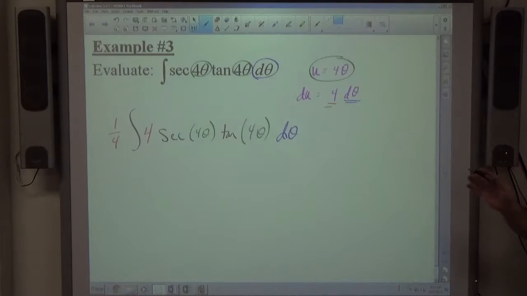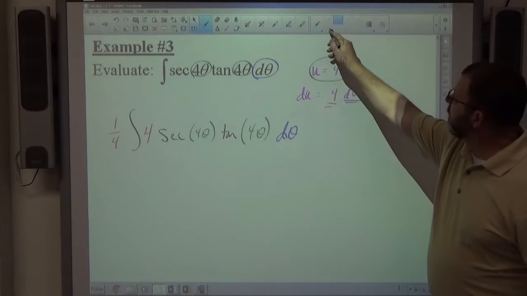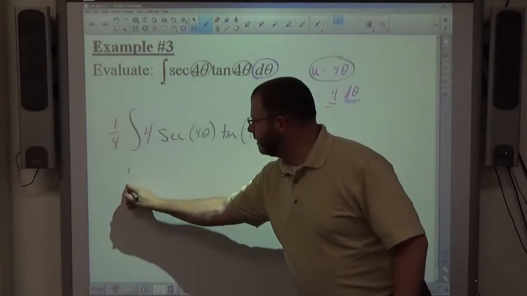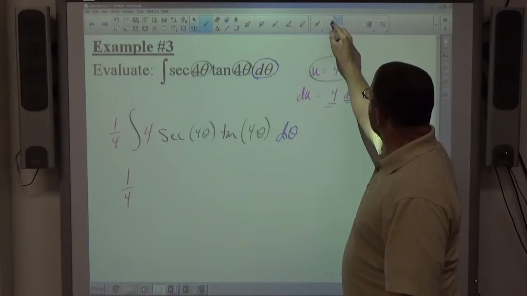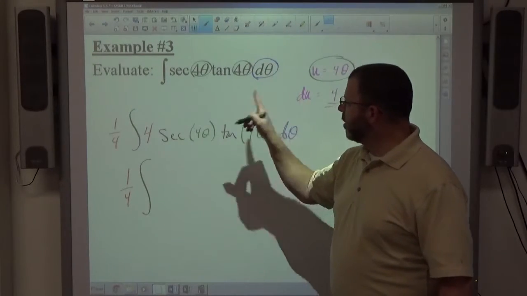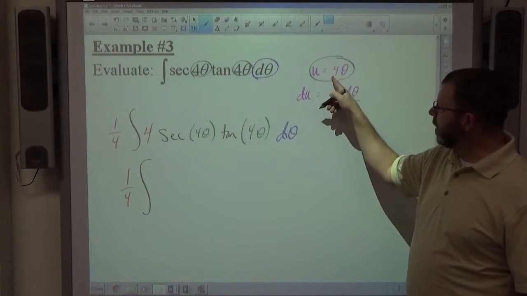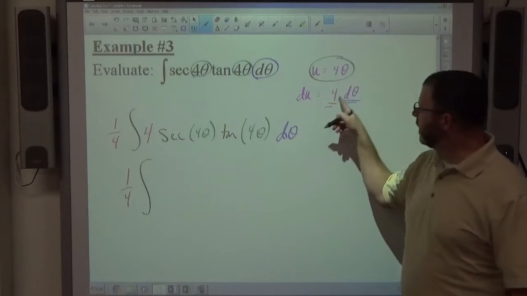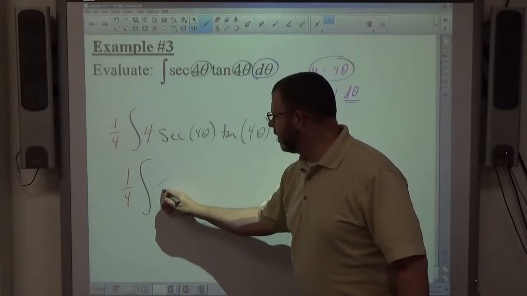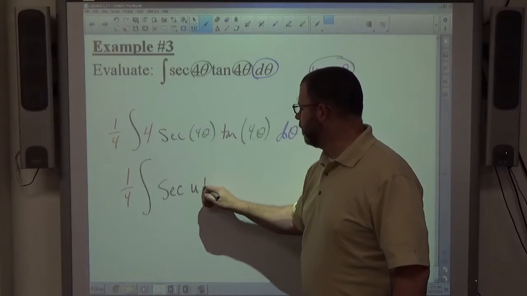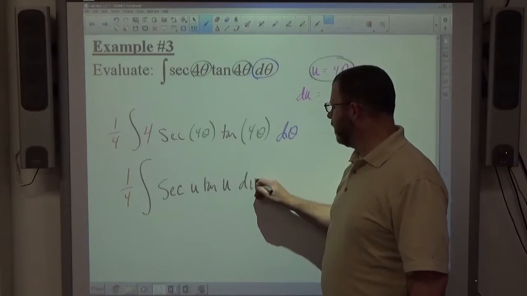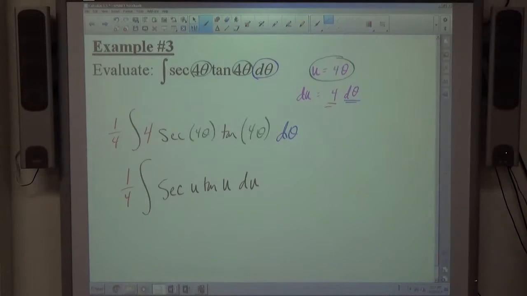All right? And looking at my problem now, I've got the 1/4 that came outside. I'm going to change all the 4 thetas to u. I'm going to change 4 d theta to du. And I'm going to get secant of u, tangent of u, du. So the whole idea here is to use u-substitution to transform that into a very basic integral problem, one we would have seen in chapter 5.3.